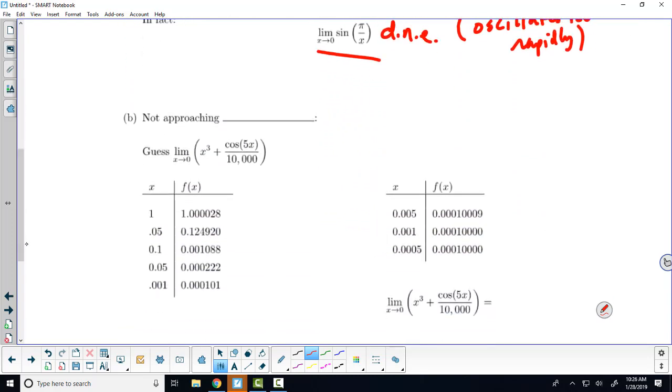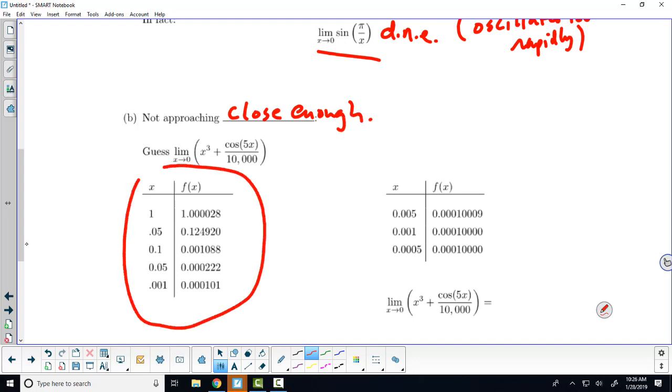Here's another way this guess and test method can go wrong: if you don't approach close enough. If you look at this first table that I built here, what does it look like the limit is? As the x values are getting closer and closer to 0, it looks to me like the y values are also getting closer and closer to 0. But this is misleading because I'm not zooming in far enough. If I were to take this table further, we in fact see that this limit comes out to be 1 over 10,000.